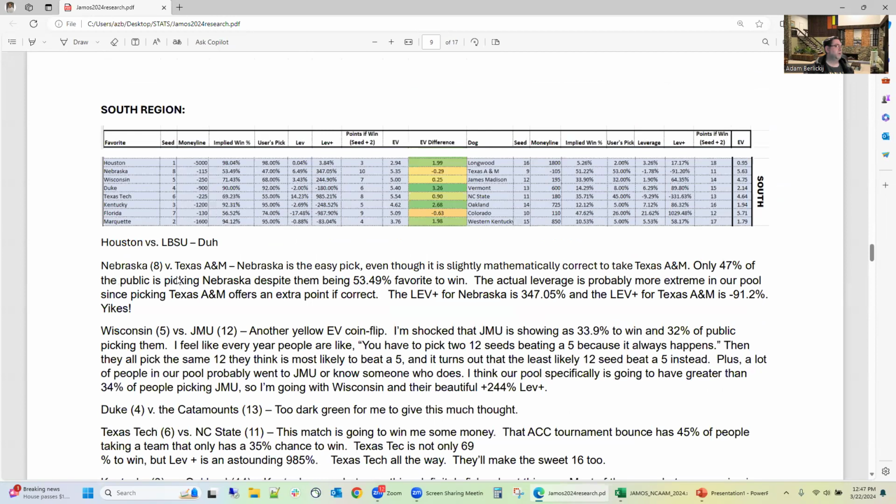Doesn't mean I'm going to get these right, but I just got to trust the process. It's not going to win me a pool every year. It's just going to make me more likely than most if I stick with the process. So South region, Nebraska is an easy pick for me here. I'm not even going to bother talking about Houston, but Nebraska versus A&M, that's the one we talked about earlier, right? So mathematically correct to pick Texas A&M, but the leverage is all with Nebraska.